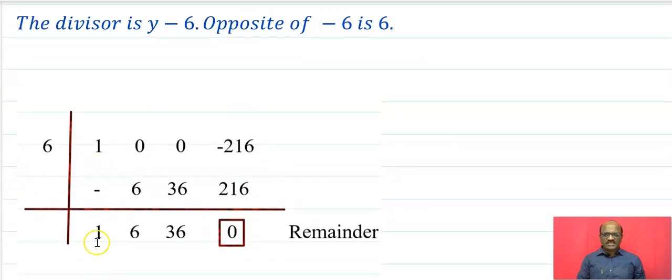First one as it is. 1 into 6 is 6. 0 plus 6 is 6. 6 into 6, 36. 0 plus 36 is 36. 36 into 6, 216. Minus 216 plus 216, their total is 0 and that is your remainder.